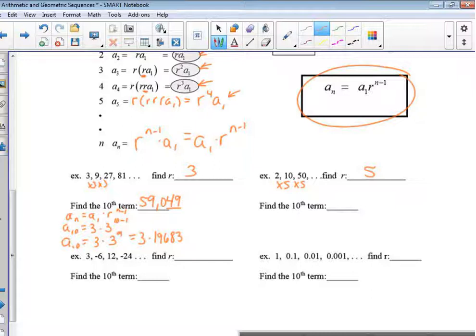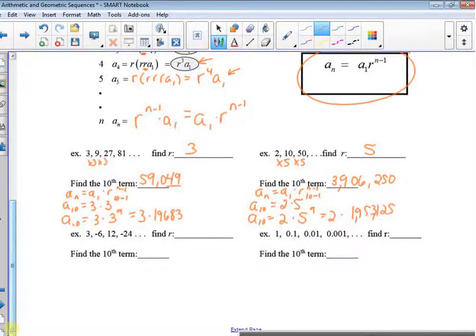On the next one, find the 10th term. The 10th term is, again, a sub n equals a sub 1 times r to the n minus 1. So a sub 10 equals 2 times 5 to the 10 minus 1. So a sub 10 is 2 times 5 to the 9th, and that is equal to 2 times 1,953,125, which is 3,906,250. So they really increase dramatically.